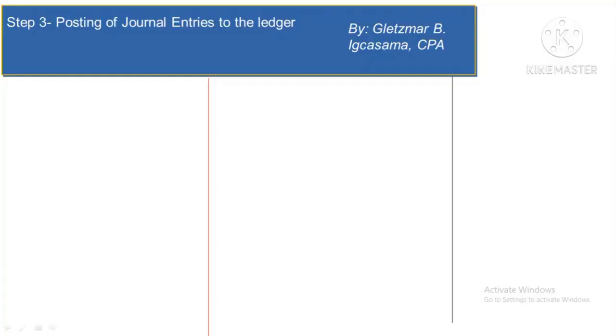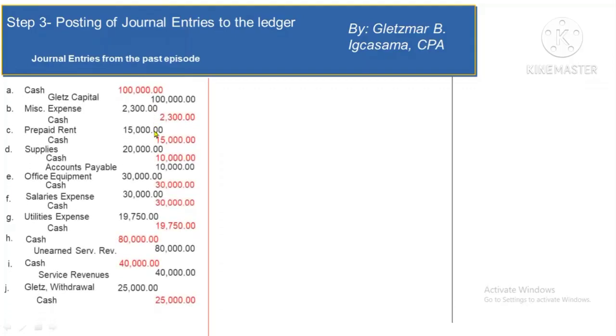Step 3 is posting the journal entries to the ledger or the T accounts. For that, we need the journal entries from the last video. So these are the journal entries. So what is a T account? The T account is just like this one, although we're going to add a horizontal line below.